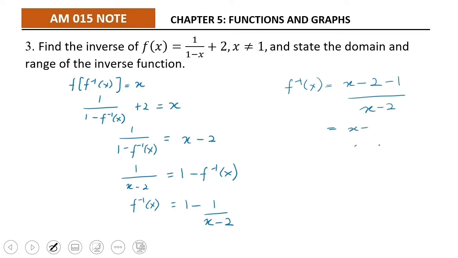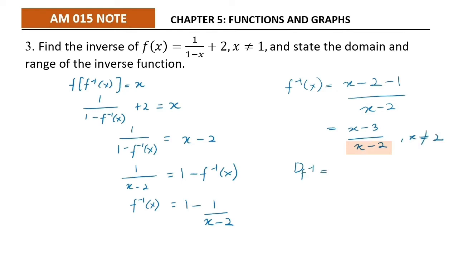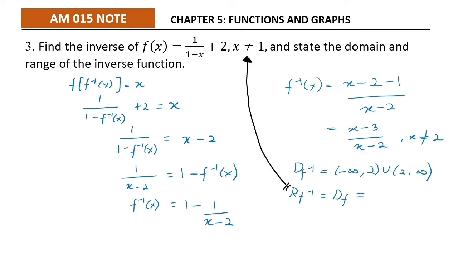(x minus 2). Domain of the inverse function. Since x cannot be 2, the domain is negative infinity to 2, 2 to infinity. Range of the inverse function equals domain of f. Since x cannot be 1, the range is negative infinity to 1 and 1 to infinity.